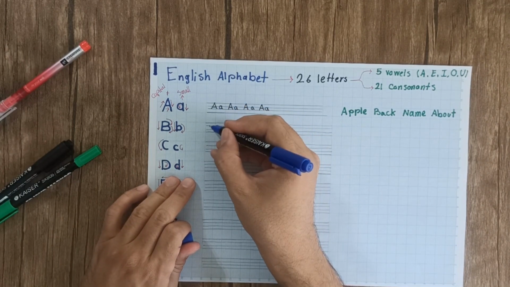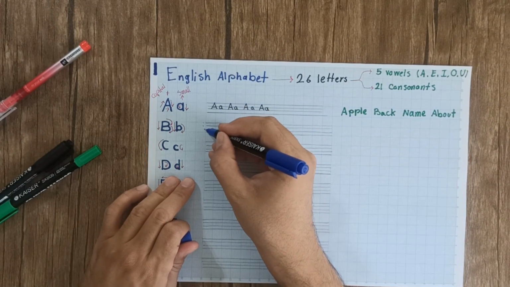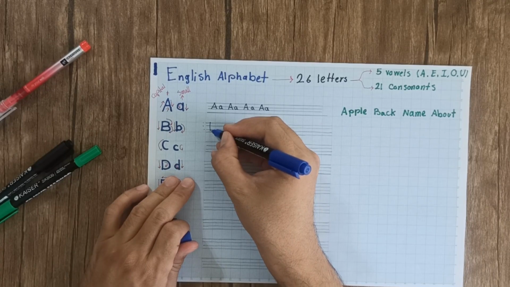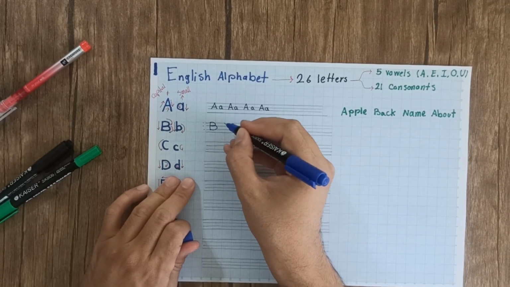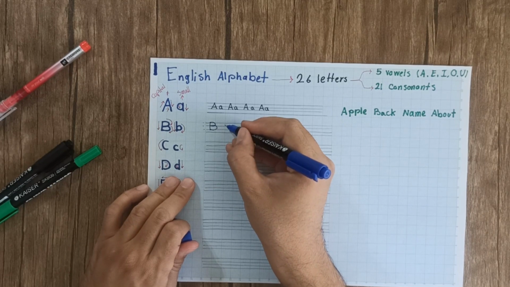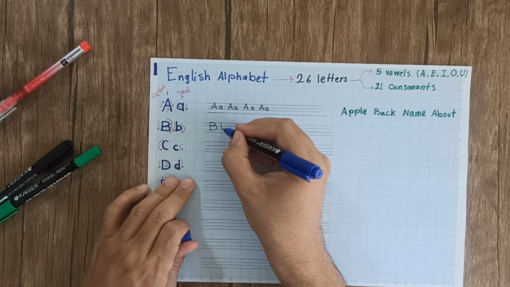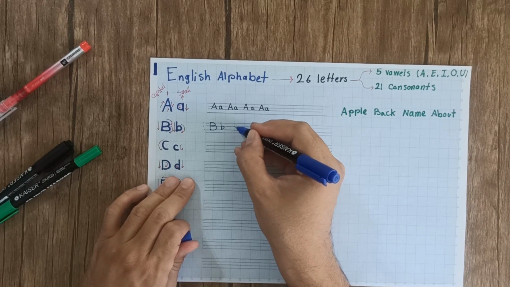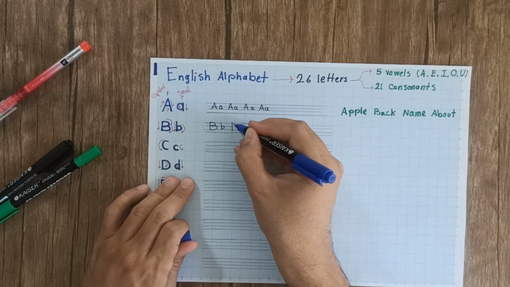For example, for the 3 lines here, you have to write it this way. That's B. I do it this way, you see. And for the smallest one, you have to do this, b. Okay, let's do it together again. B.